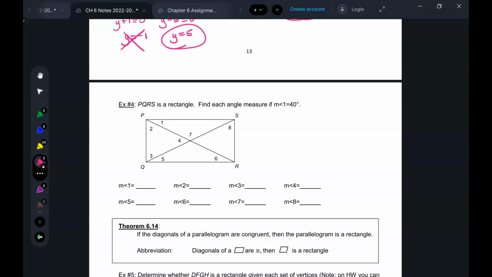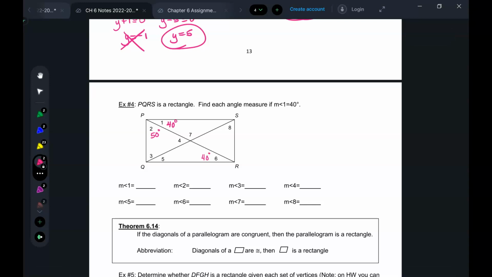Okay, measure angle 1 is 40. All we know in this whole figure is that angle 1 is 40. We also know that they're vertical angles, so angle 2 is 50. Let's go and label everything and then we'll write in the answers. If this is 40, alternate, 2 is 50. And then 6 is the alternate, so that's 40.